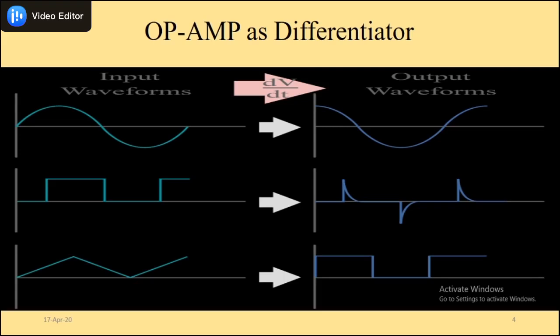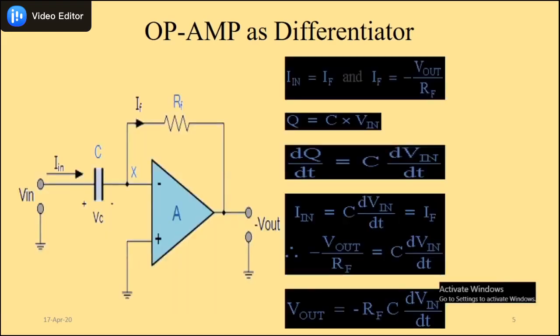So for example, if you differentiate a sine wave, you will be able to see a cosine. If you differentiate a rectangular or a square wave, you will be able to see spikes. Whenever a transition is happening, you will be able to see spikes. If you differentiate a triangular wave, you will be able to see a square wave. So this is the derivation.